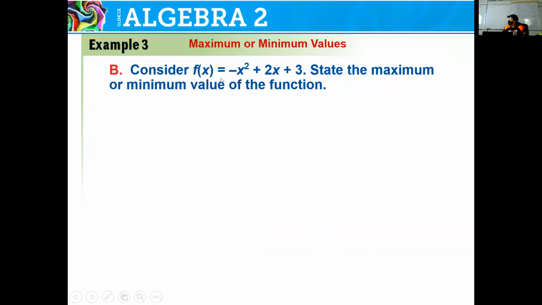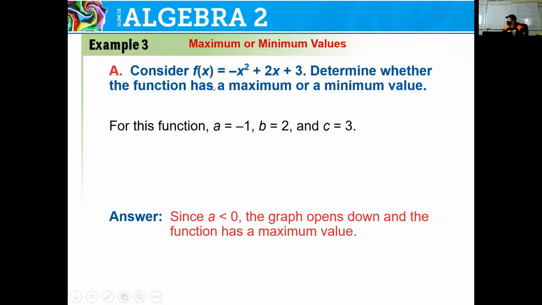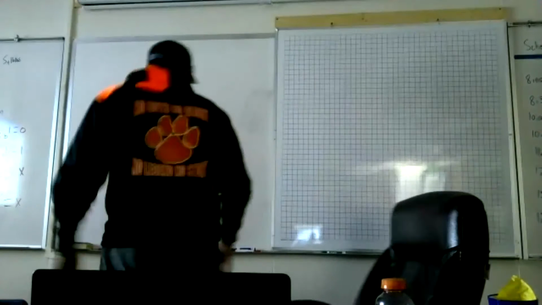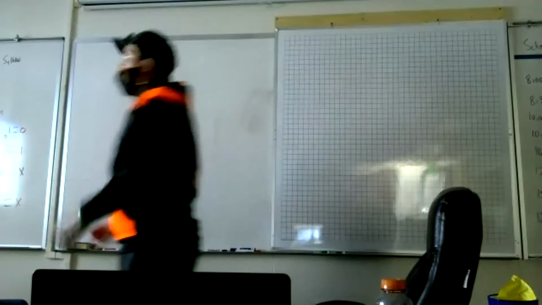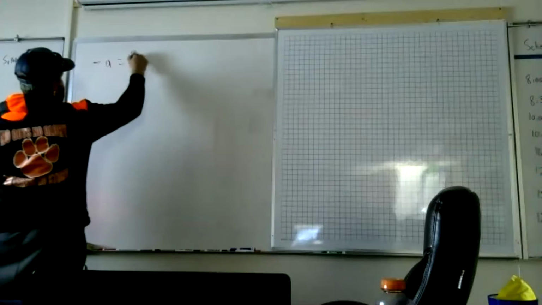Okay, so for the function negative x squared plus 2x plus 3, state the maximum or minimum value of the function. This is a different question than what they just gave us. It said determine whether the function has a maximum or minimum. This one, they actually want us to state the maximum or minimum value. So the only thing we have to do here is find where our vertex is. We already know that because a is negative, we have a maximum value.